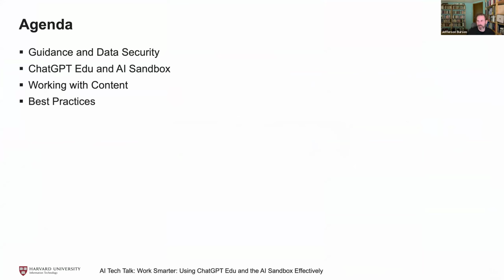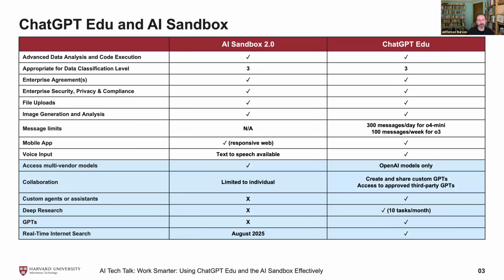We're going to talk a little bit about guidance overall for both applications and talk briefly about data security. Then we'll talk about each of the two applications, provide some demos and some examples of working with content. First, we have two primary AI chat applications here at Harvard. The first is the AI Sandbox, which Harvard University IT, leveraging open source software, has deployed and made available to the Harvard community at large.